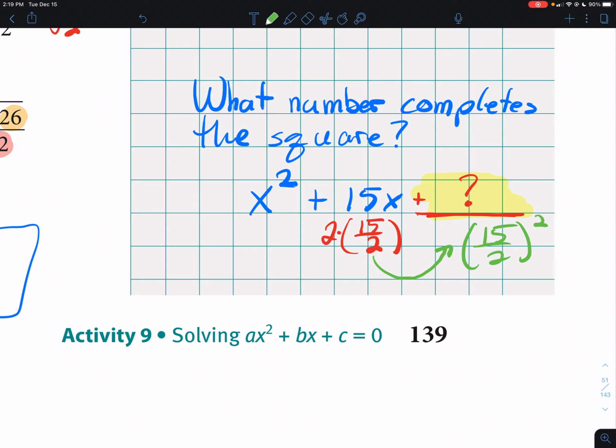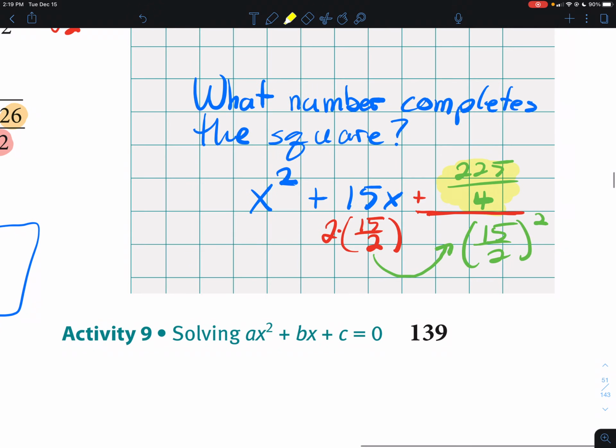So that's going to be 225. And then 2 squared is 4. So the number that completes the square here is 225 over 4. So essentially what you can grab from this is that you divide that middle number by 2 and then you square it.